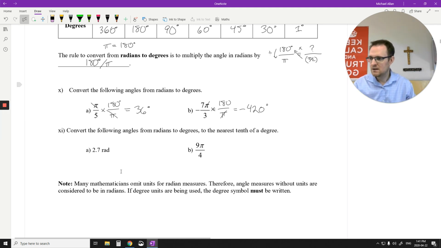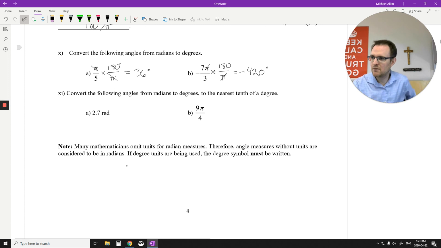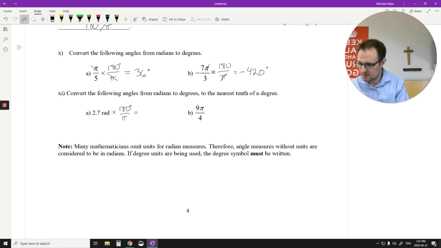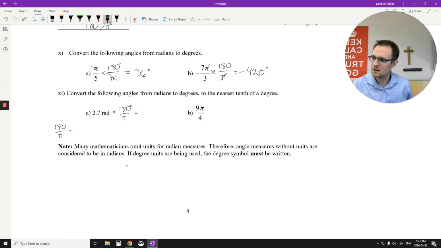Okay. Now, if we don't have a pi to cancel out, you still do the math. So you times it by 180 over pi. You could set up the ratio too. Like this, just set up the ratio here. 180 over pi is equal to 2.7 rads, question mark, cross multiply, divide. That's essentially what we're doing there. So 2.7 times 180 divided by pi.